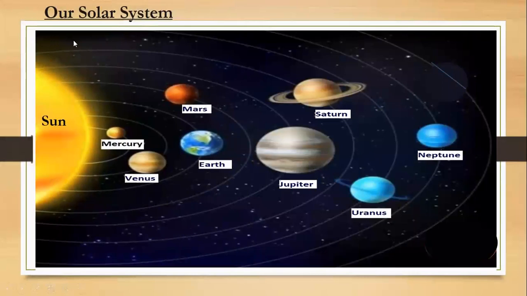Today I'm going to explain lesson 5 of unit 5 in your activity book. And then we will also revise our solar system, the 8 planets in our solar system. Then we will explain the comparative and superlative degrees of adjectives.